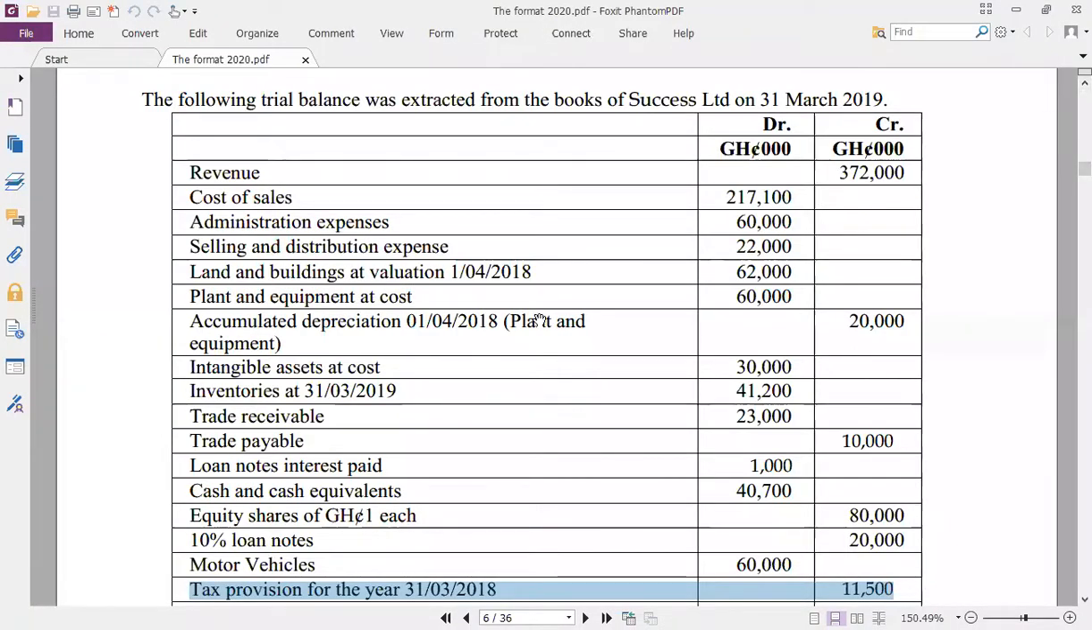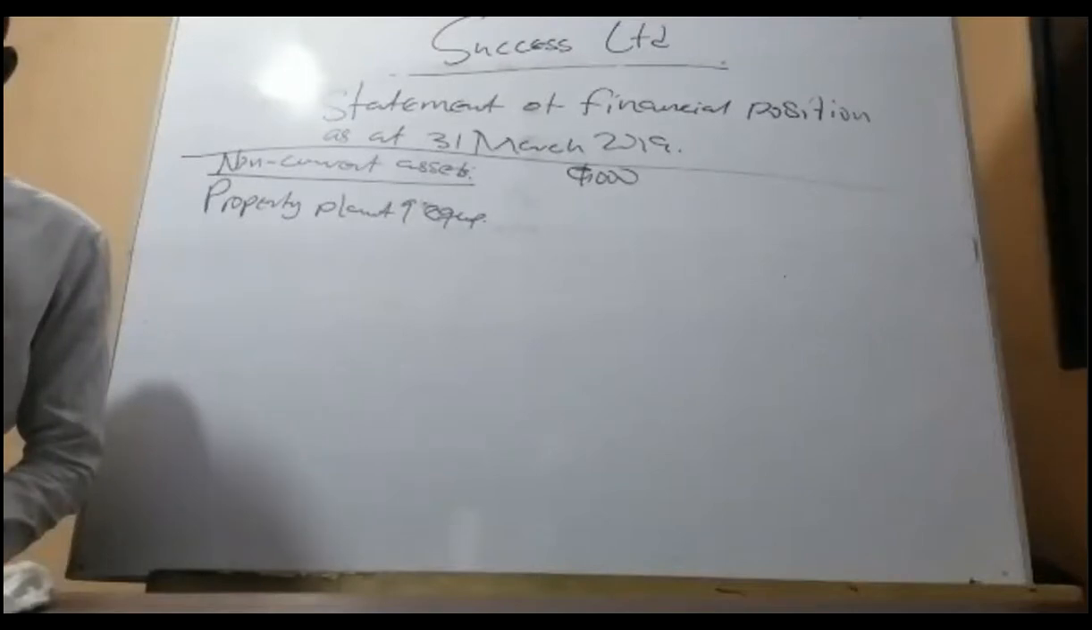Good. So we said that the non-current assets are made up of what? Four items. What are they? PPE, investment property, intangible assets, long-term investment. At least two of these must be present in the question. At least two. So let's come through.